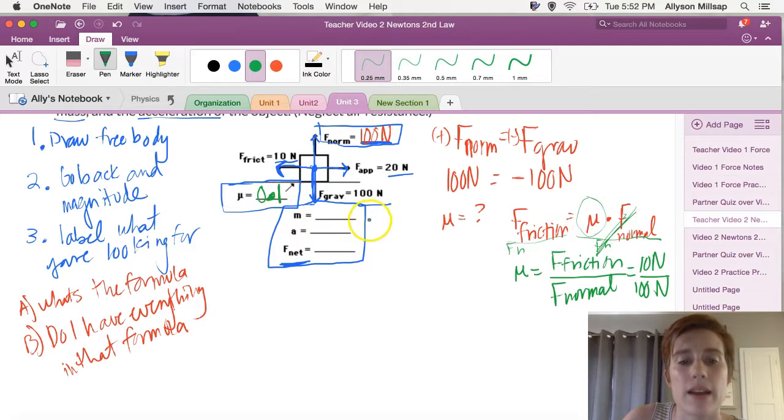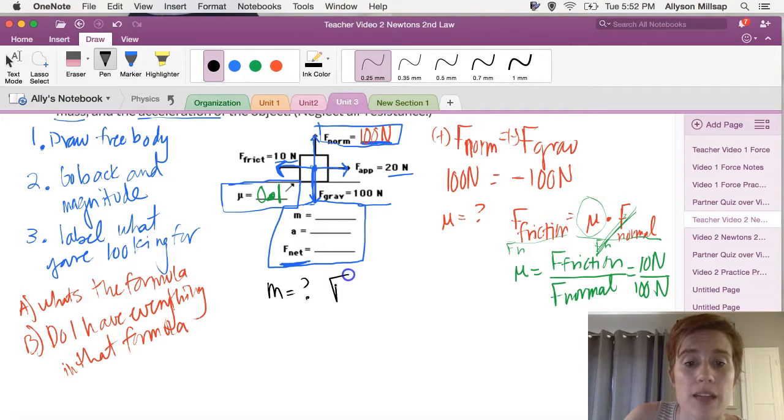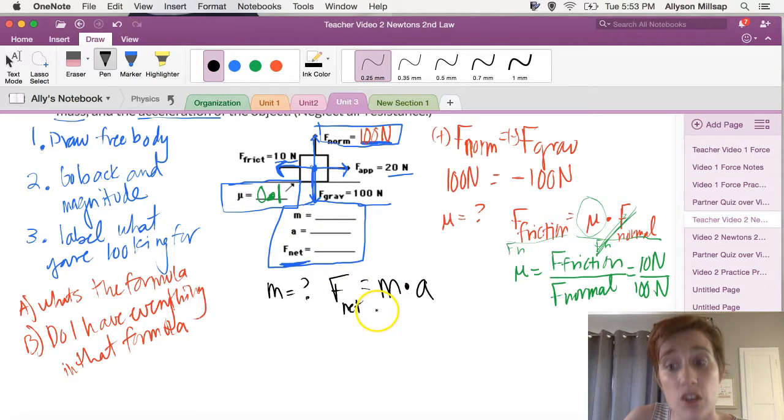Now let's look at mass. See, I'm just going through in a random order. I'm asking myself these questions. I'm trying to do them in different colors so you can see. Mass. Is there a formula for mass? No. But there is a formula that has mass in it. It's this formula. The net force equals mass times acceleration. Do we know the net force? Nope, we don't. Do we know acceleration? Nope, we don't. So that's probably not a good formula to use, okay?